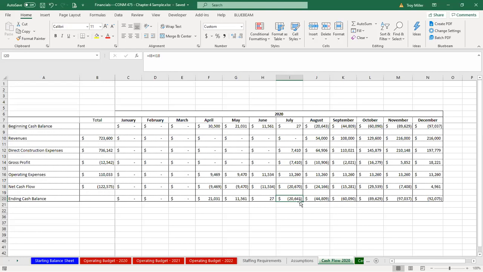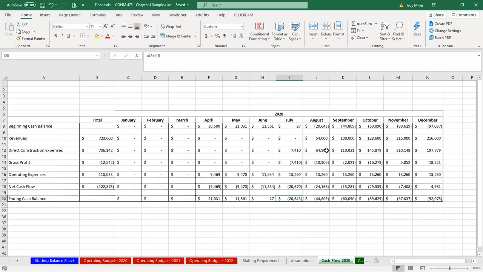Okay, so I just want to come back down here. So I've got I8, which is my beginning balance. I'm subtracting my net cash flow, and that is where I'm coming up with my negative 20,643. So now after July, you can see that I'm actually starting to bring revenue in. So I've got my revenue of 54,000. I've got my direct expenses.